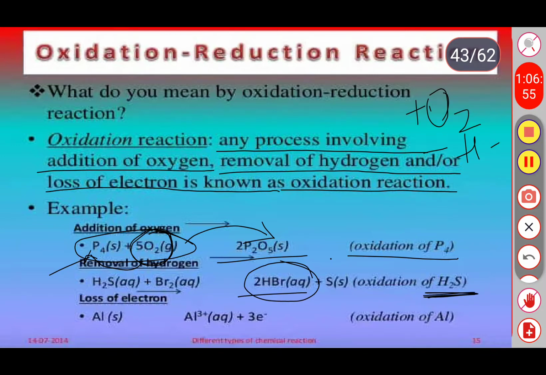Okay, next one, loss of electrons. Loss of electrons is also considered an oxidation reaction. So these are some examples for oxidation reaction.